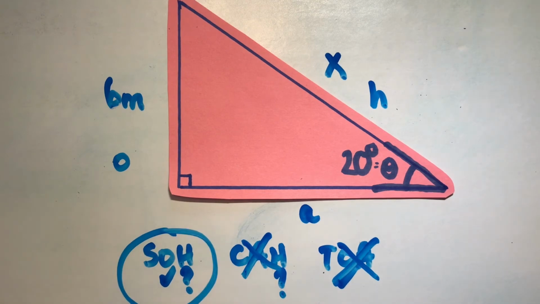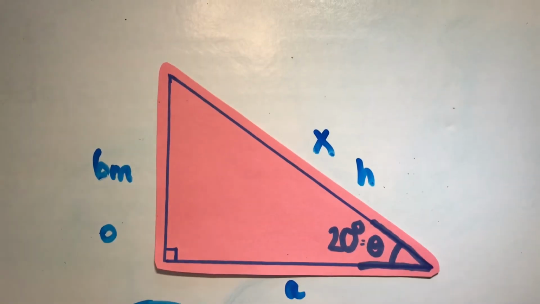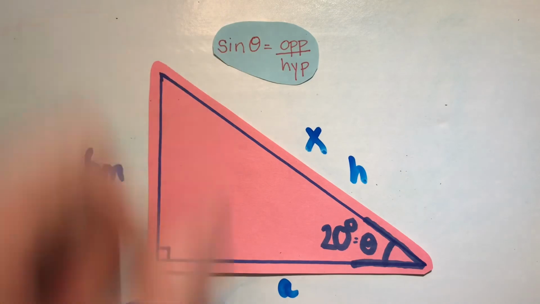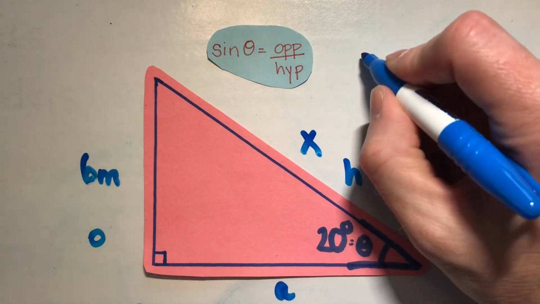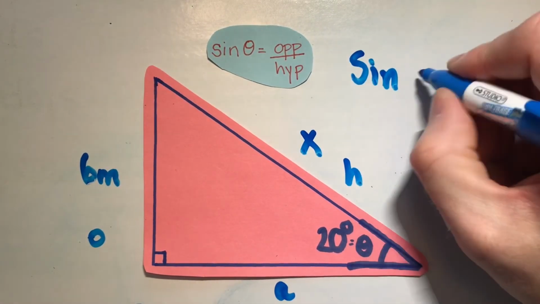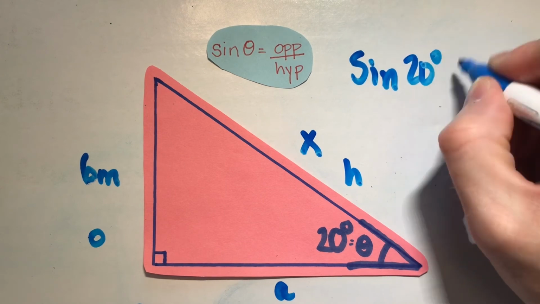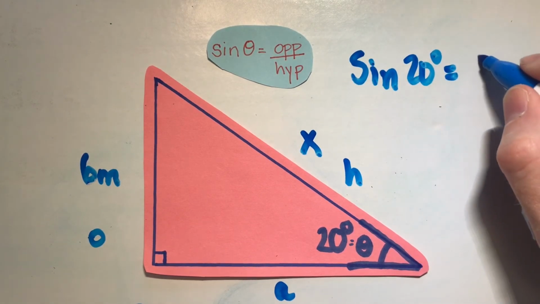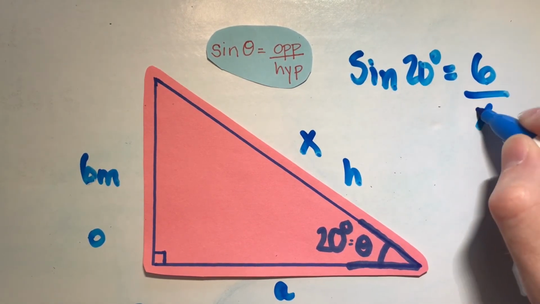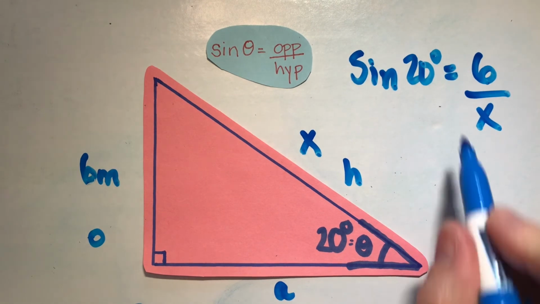That means sine is the function we're going to use. So let's plug this information into our equation. First off, the sine of our angle, we write down sine of 20 degrees, which is equal to the opposite, which is 6 meters, divided by the hypotenuse, which we don't know, so the letter x.